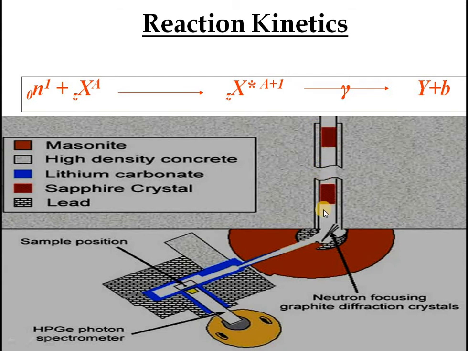So this is a typical arrangement for a facility, and anyway we will come to the detailed experimental technique later. Neutrons are focused here and allowed to deviate using a graphite diffraction crystal, and a tightly focused neutron beam is allowed to impinge, incident on the target, and the target results in the emission of gamma ray. This is a gamma ray spectrometer in which the energy as well as intensity of the gamma ray will be recorded. Usually a high purity germanium semiconductor detector is used for this purpose.